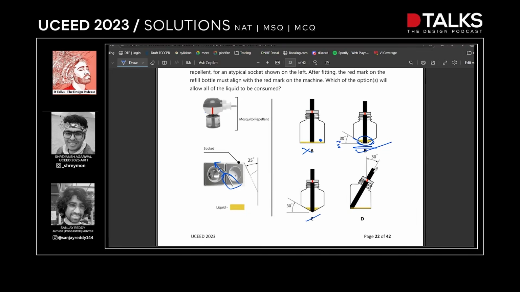Option D. Right now it's like this. Once you put it inside, the red line has to match, right? So this bottle will be somewhat like this. When it tilts, it's just going to reduce this particular angle to 5, and the liquid will still roll down here. The answer is D. So the answers are B, C, and D.